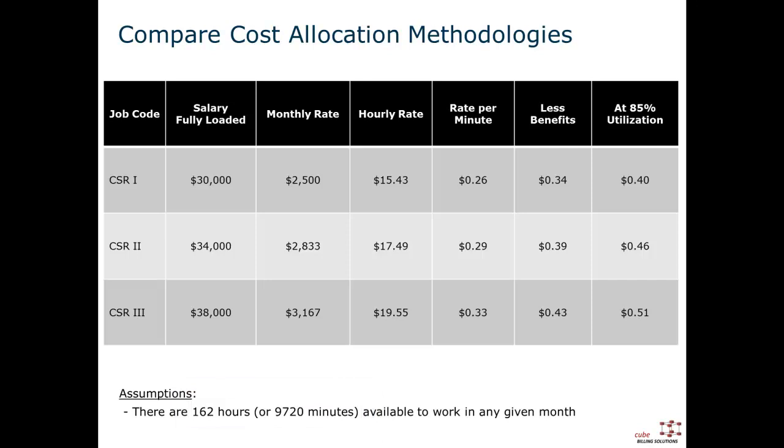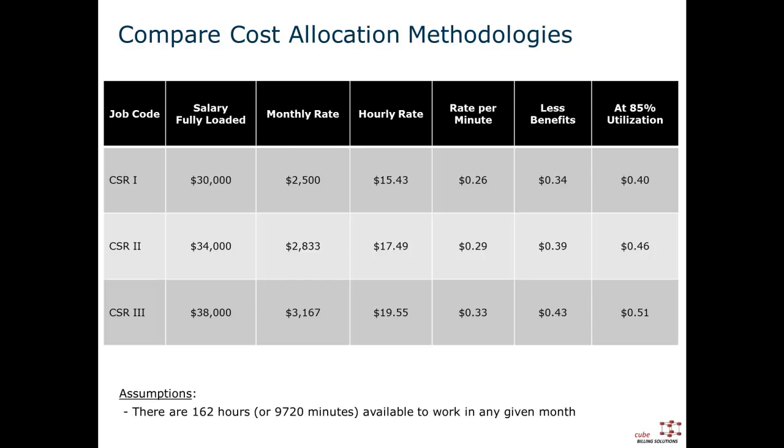And then we start to break down the information into something that makes a little bit more sense for what we're trying to accomplish. So we look at it as a monthly rate, and then we can drill it down even further into an hourly rate, and then we can look at it as a rate per minute. And so as we can see, the rate per minute is less for a customer service rep 1 than it is at 3. At that point, we start to look at how employees are used.